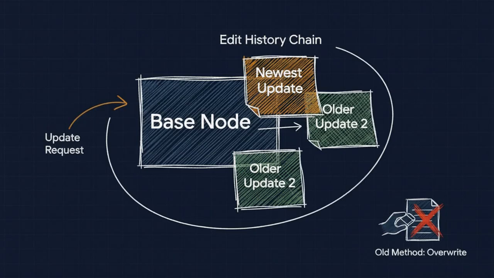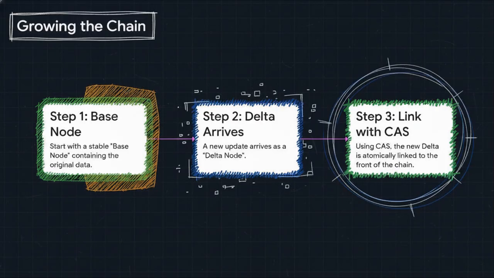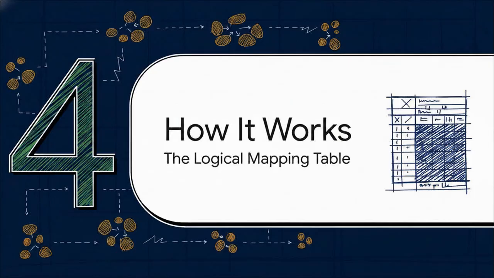The sticky note analogy is perfect. You're not erasing anything, you're just adding a new note on top. It's so much faster, it's cleaner, and it totally avoids those traffic jams we talked about. And you can see exactly how it works right here. It's actually pretty straightforward. You've got your original data, the base node. Then, boom, an update comes in. That's our delta node. And then, using that super fast CAS operation, the system links that new delta right to the front of the line. And that's it. The update's done. No locks, no big rewrites. Simple.